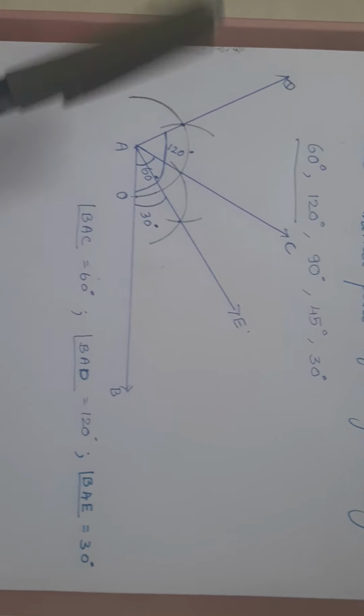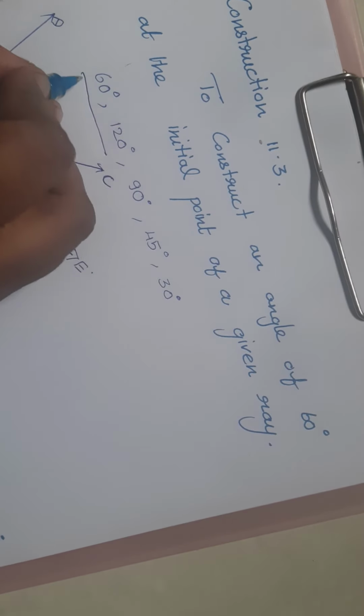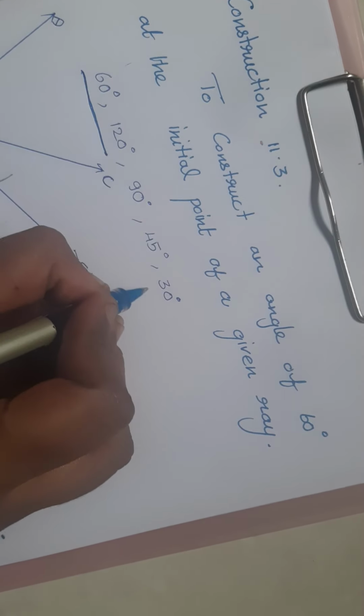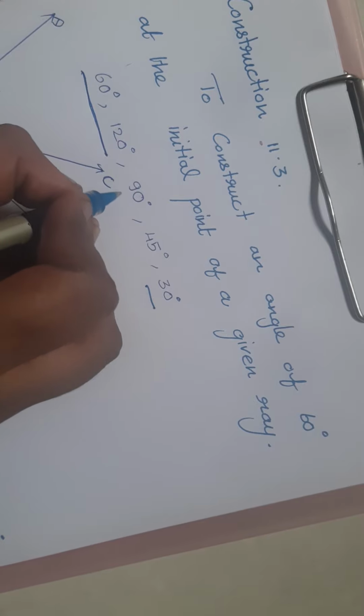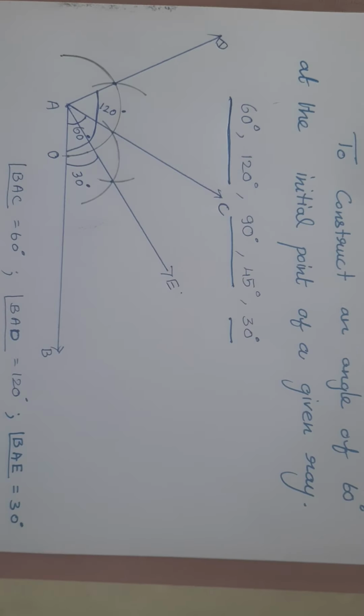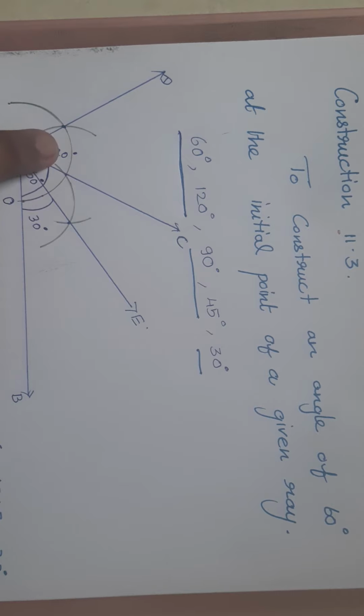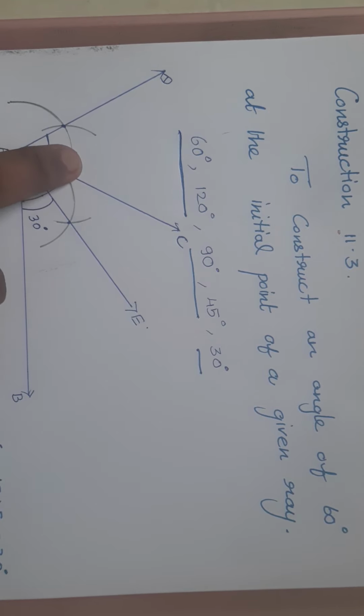So these are the three angles. Now shall we move on to 90 degrees. 60 degrees is done, 120 degrees is done, 30 degrees is done. Now you have to do 90 degrees and 45 degrees. How to do? See, 30 plus 30 is 60, 60 plus 60 is 120. 90 will come in between 60 and 120.